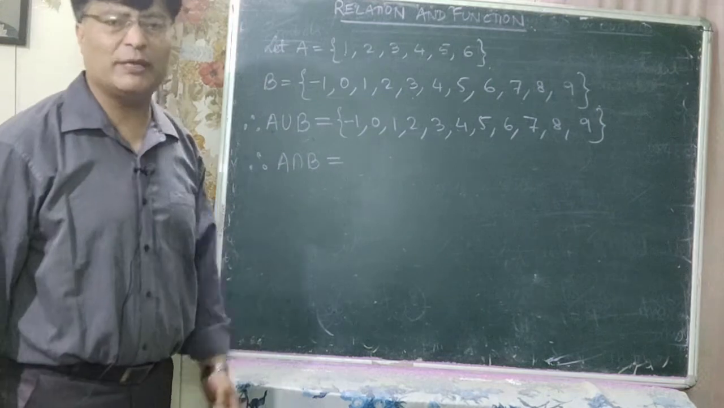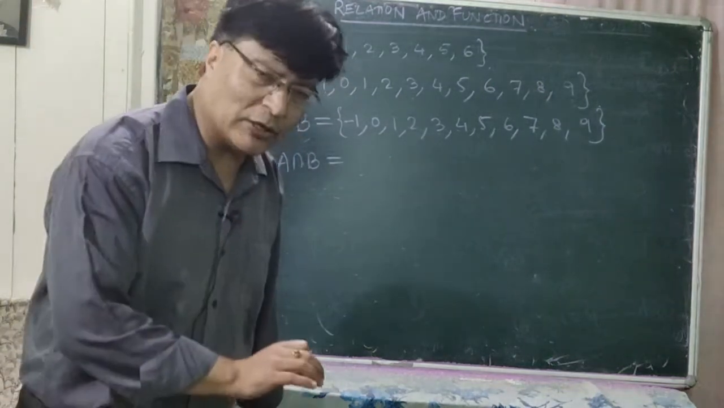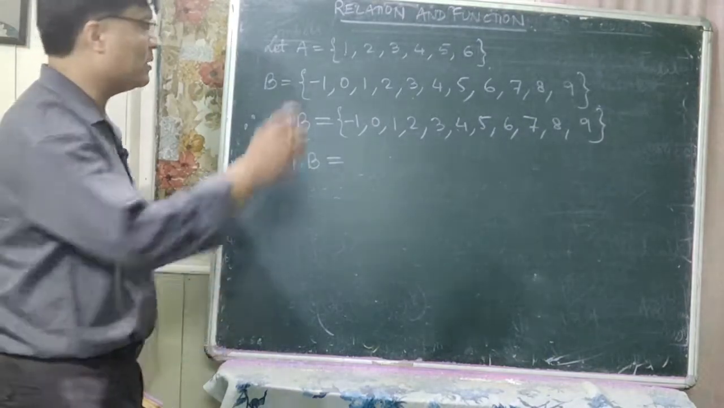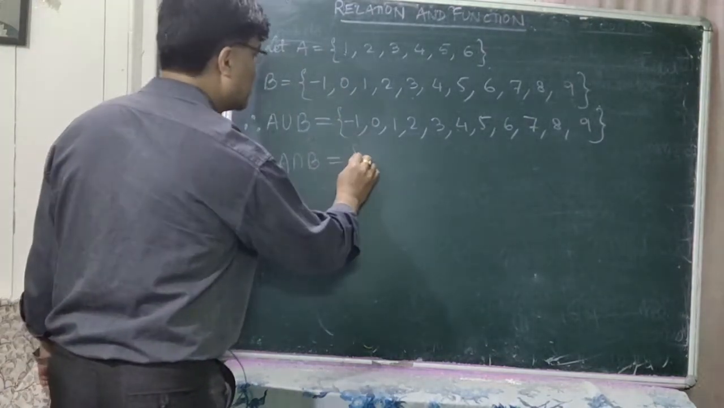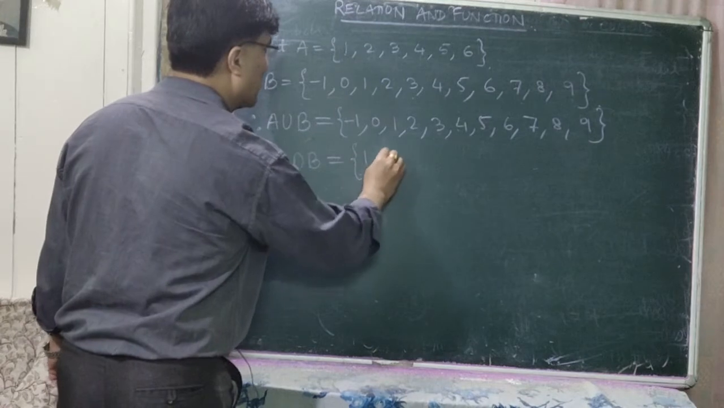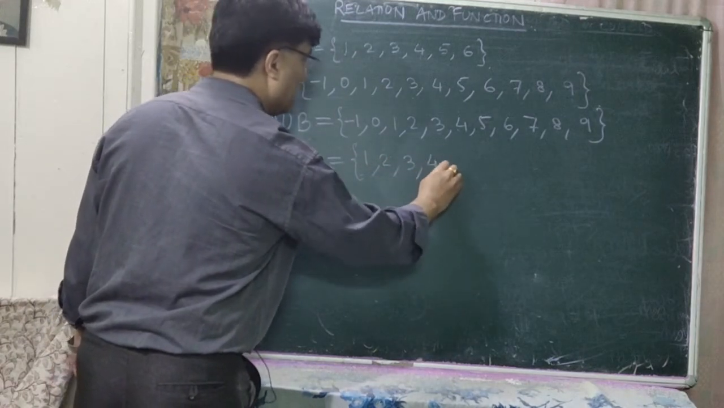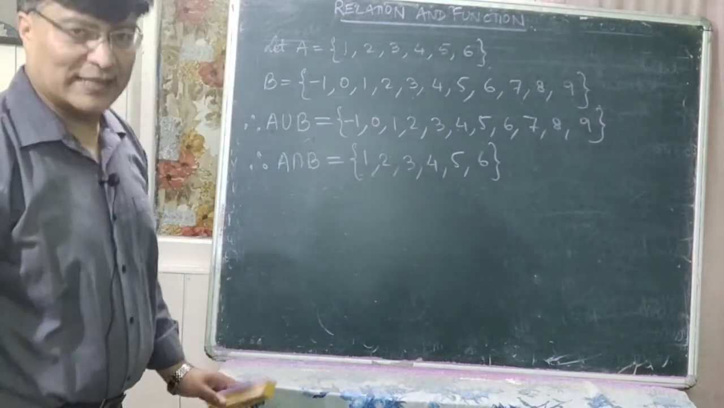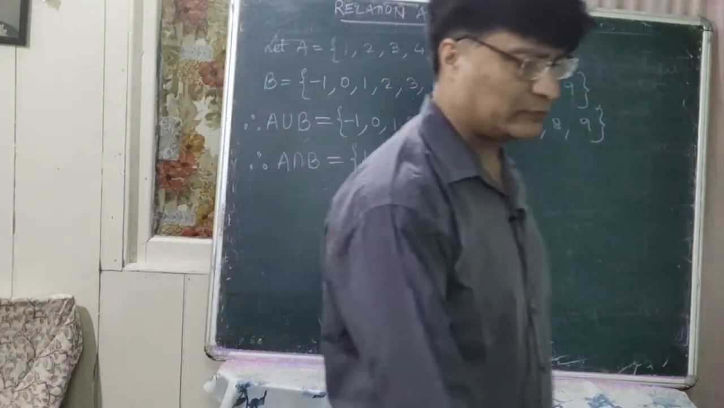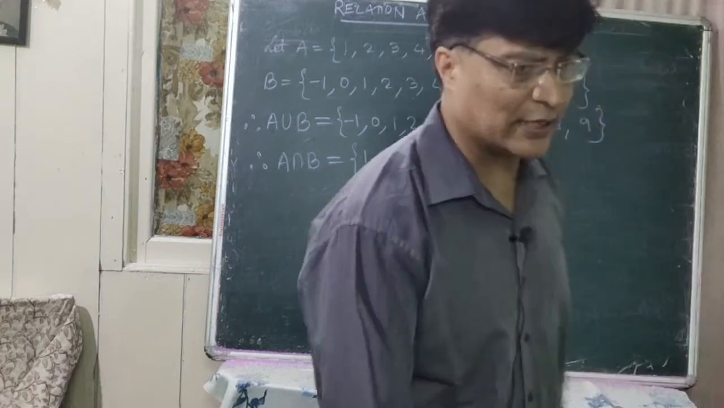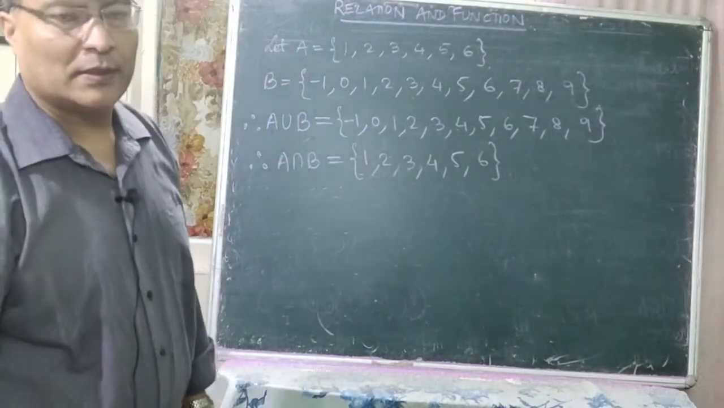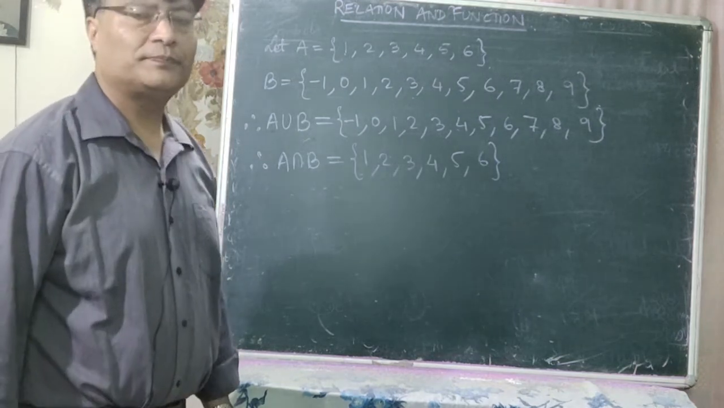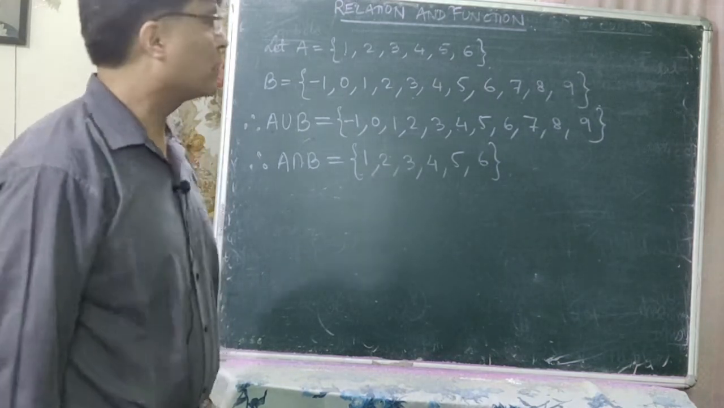What is A intersection B? The elements must be in A and the same elements must be in B. Did you not understand? So which are the common elements here? This is 1, 2, 3, 4, 5, 6. Is that clear now? So this is your A intersection B. So I think you have understood it. Is that clear now?